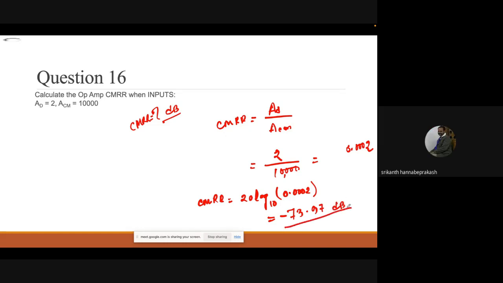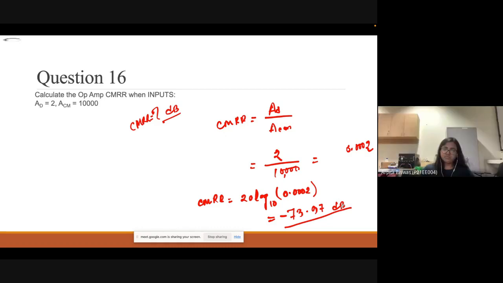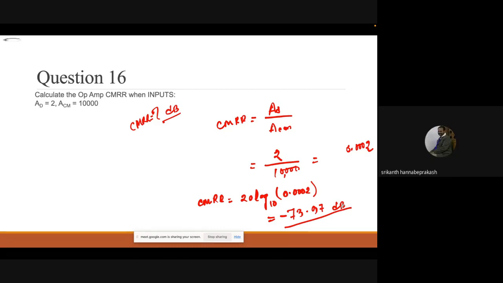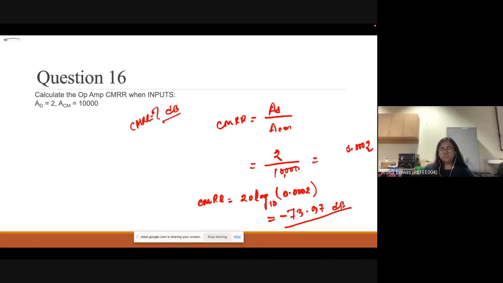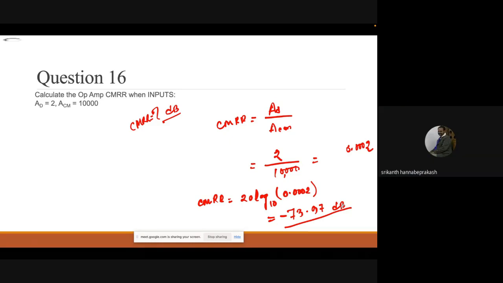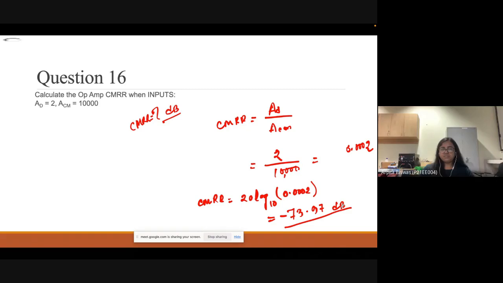Madam, I will tell my formula, how I got minus 73.97. CMRR is equal to 20 log of 0.0002. That is log of base 10 we have to take. That's all. Madam, minus 73.97, madam. Yes, this is the right answer.